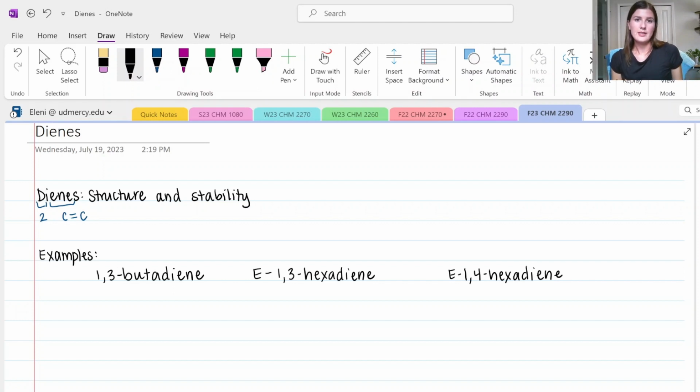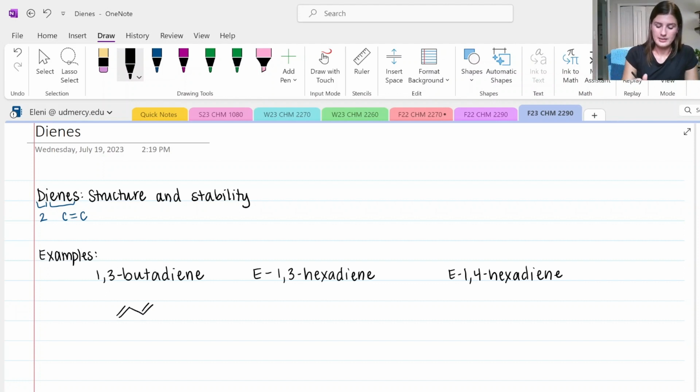First example is 1,3-butadiene. This molecule has 4 carbons, and I know that from the but part of the name. It has a double bond on carbon 1, so if I go left to right, that's this carbon here between carbons 1 and 2, and then a double bond on carbon 3, so right there. So that's an example of a diene.